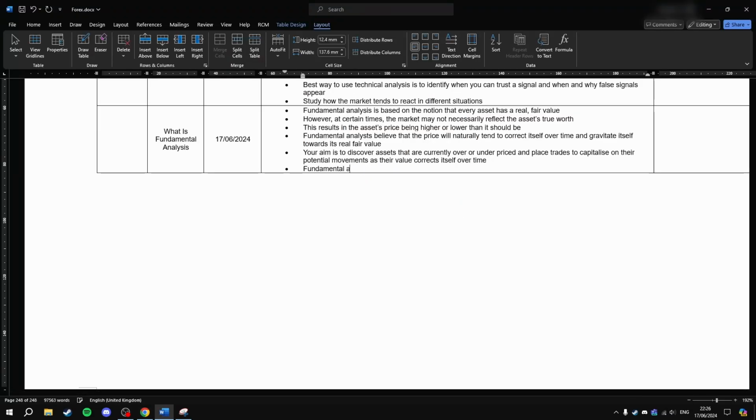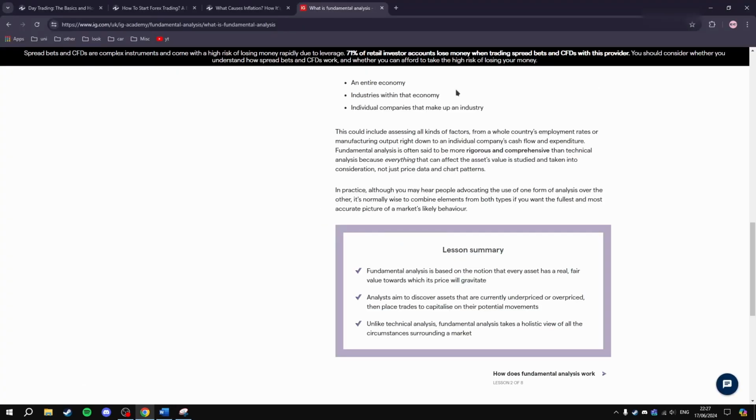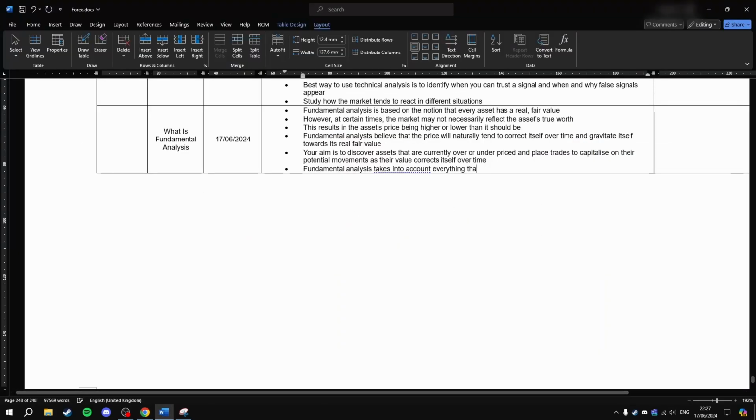Fundamental analysis takes into account everything that can affect the asset's value.